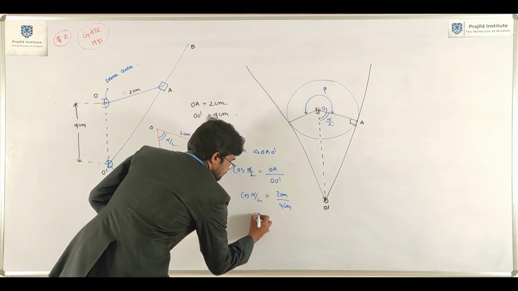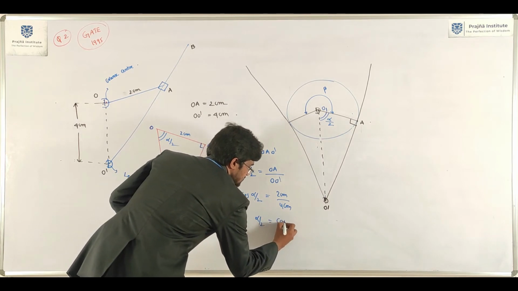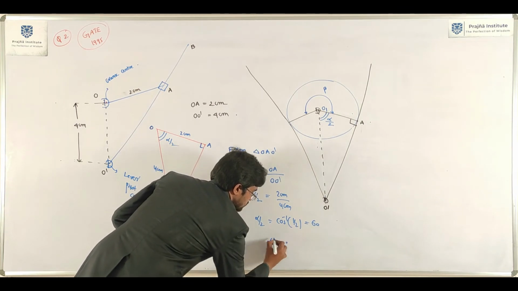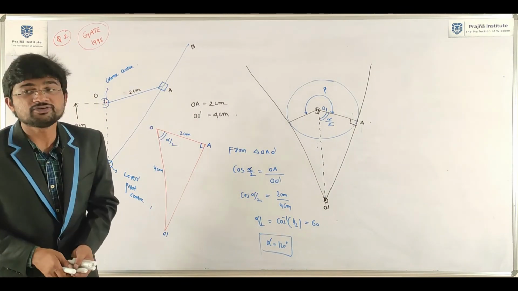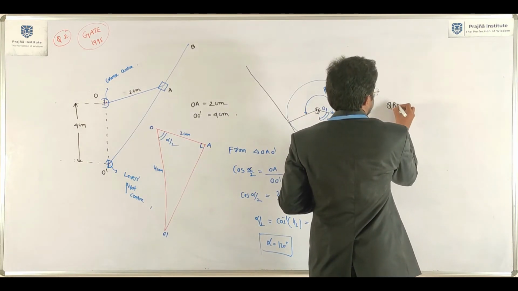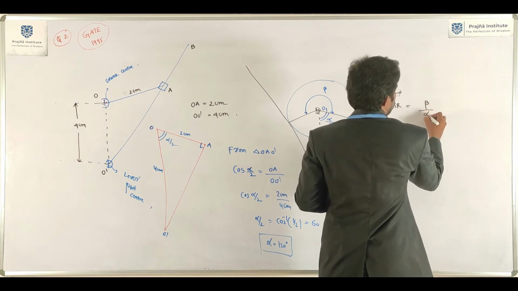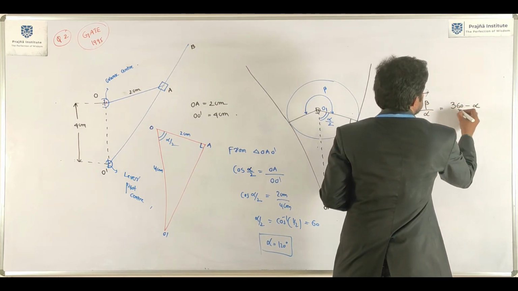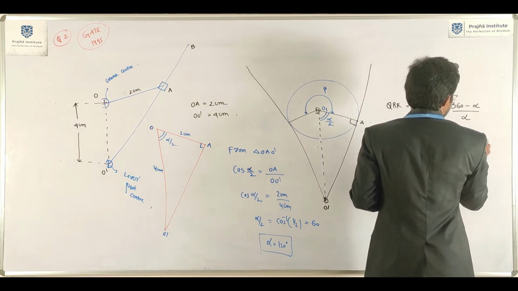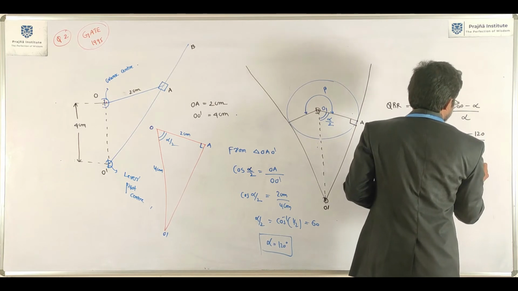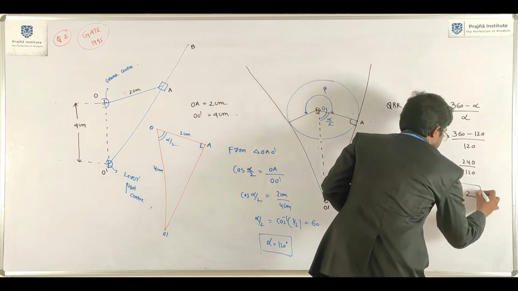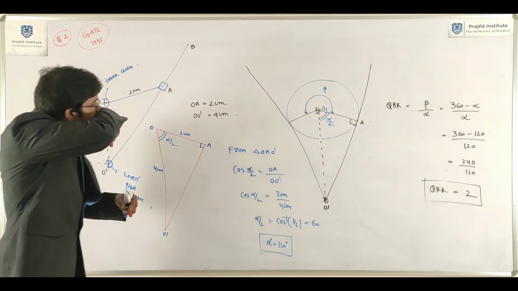Cos alpha by 2 equal to cos inverse of 1 by 2 equal to 60 degrees, alpha equal to 120 degrees. Okay? Now, quick return ratio equal to beta by alpha, 360 minus alpha by alpha. So that means 360 minus 120 by 120, 240 by 120 equal to 2. Quick return ratio. Okay? So, what is the answer?